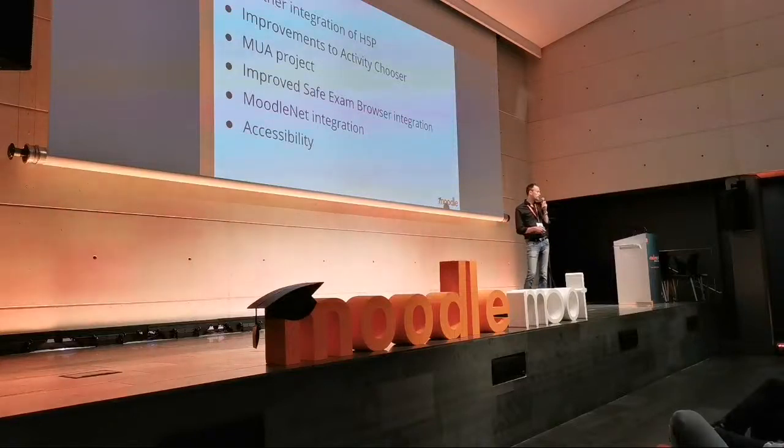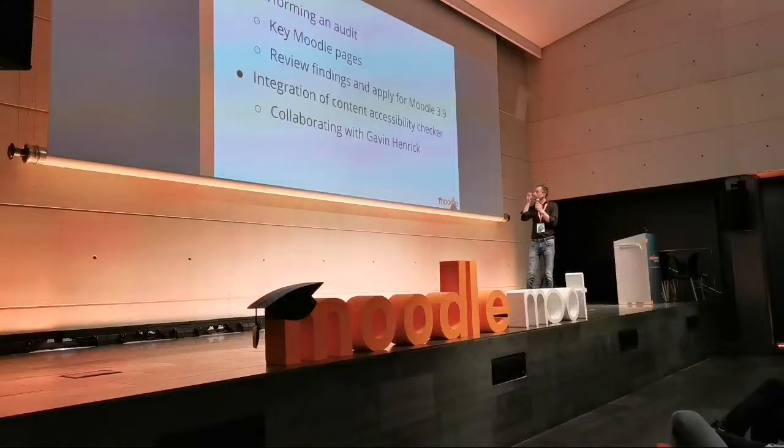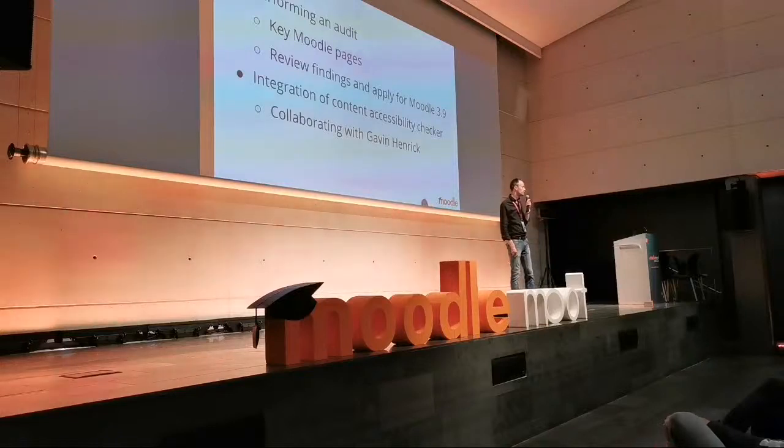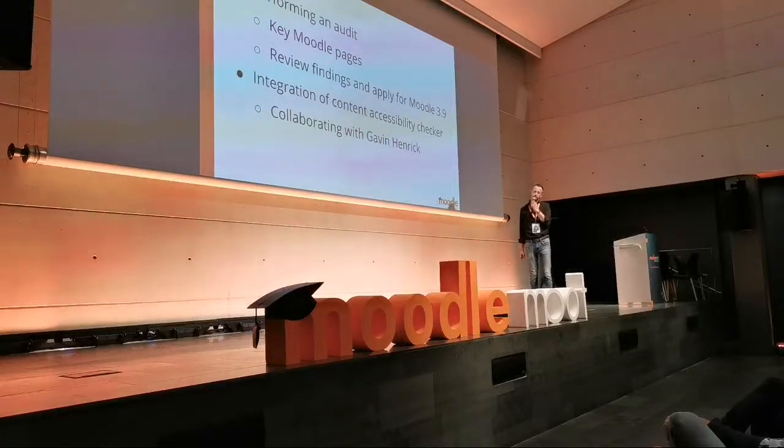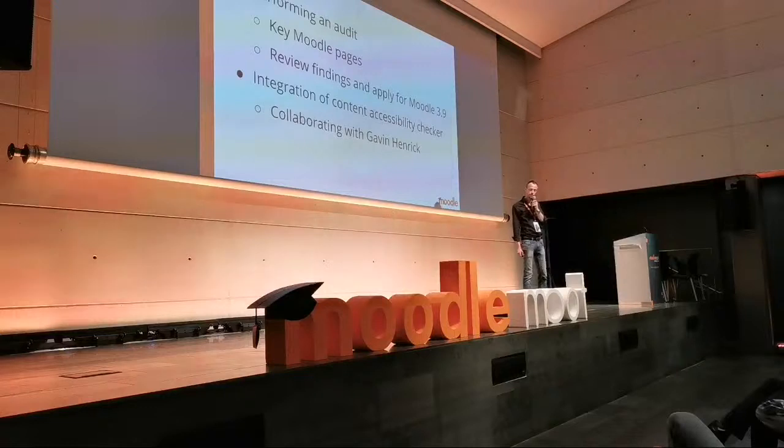And we'll also take a close look at accessibility. So what are we doing for accessibility at the moment? We're performing an audit. We're working with an external party who's taking a look at a number of the key Moodle pages, doing an audit there in terms of accessibility, because we want to make sure that we'll be ready for the new legislation coming into effect in the EU. We'll review those findings and start applying those for 3.9.